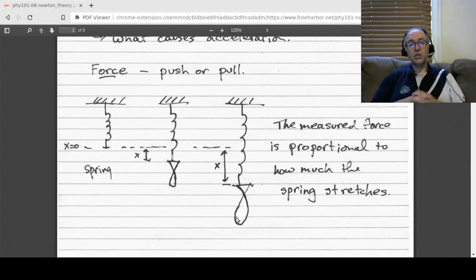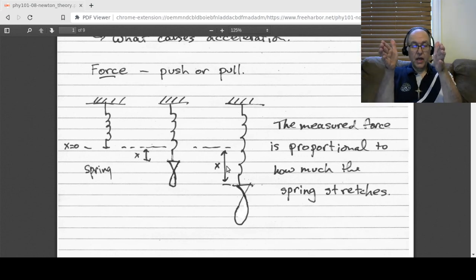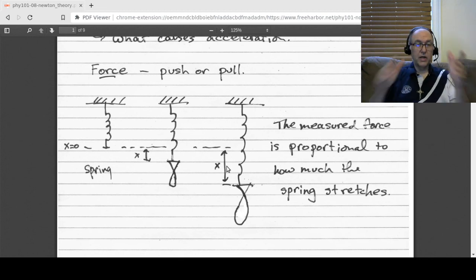Okay. Now all springs will eventually break and so on. So this is within what's usually called the elastic limit. Okay. And so you can use a spring to measure how much of a push or a pull there is. What I'm showing here is pulling, but some springs compress. And so you can imagine a spring which is this long and you say, well, I'm going to push on the spring. I push a little bit. I push more, and so on.